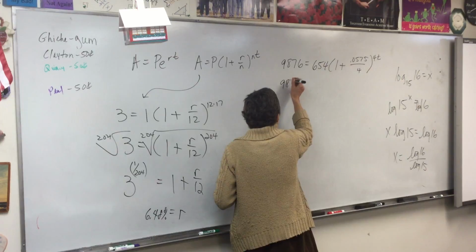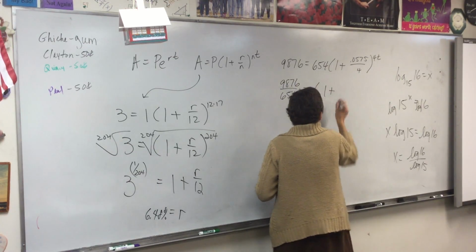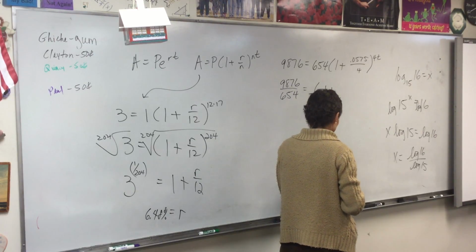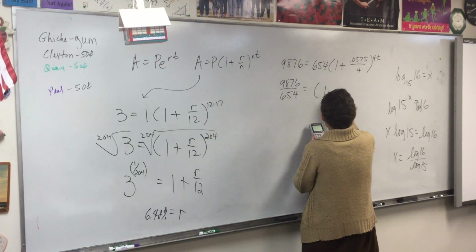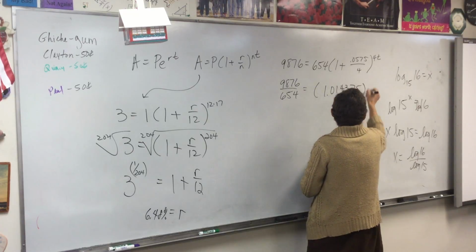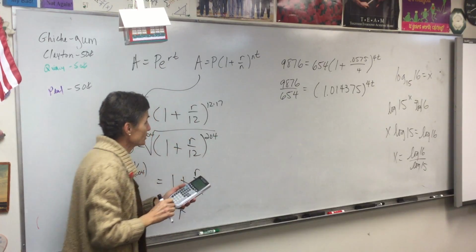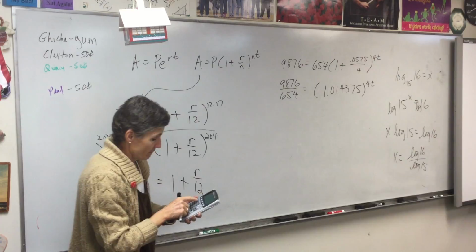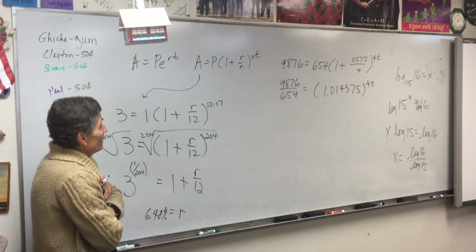So 9876 divided by 654. As long as it's a finite decimal, you can go ahead and write it down. Otherwise, leave it as a fraction. Alright, so I've divided, I'm ready to go. Now what?